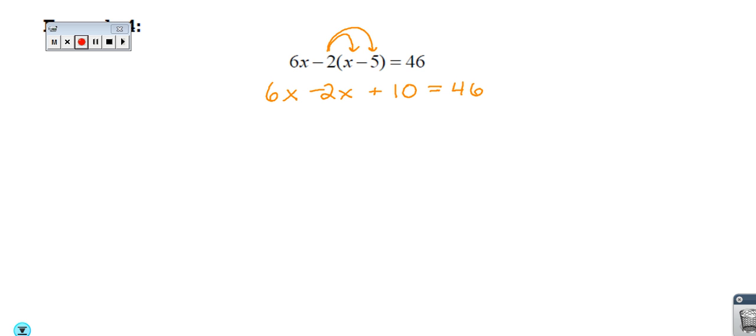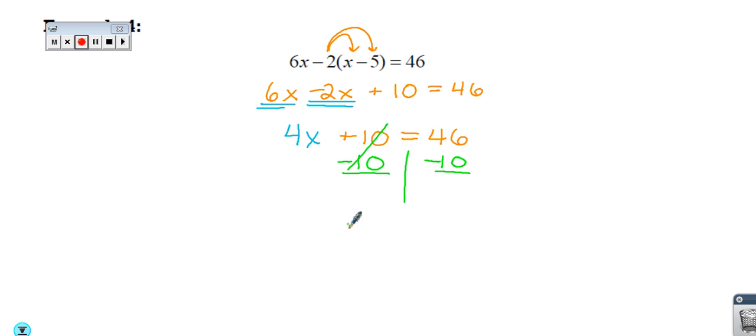Again, looking for like terms, I have 6x and negative 2x. These combine to give us 4x. And bring down plus 10 equals 46. Again, I see addition that I want to get rid of, so I'm going to subtract 10 from both sides of my equal sign. We are left with 4x is equal to 36. And once again, I see multiplication, so I'm going to divide. And I will get x is equal to 9.